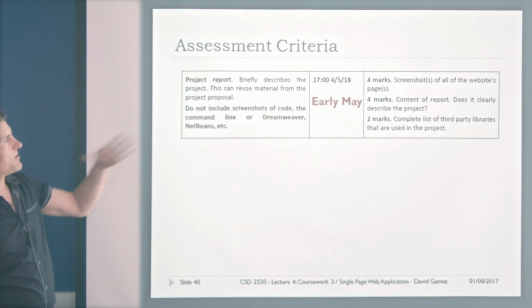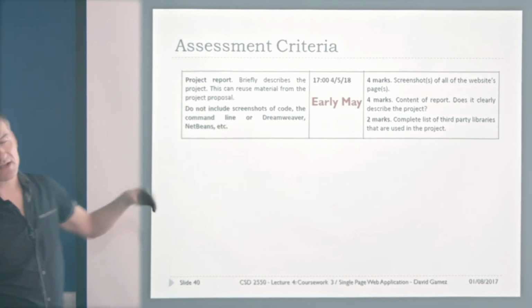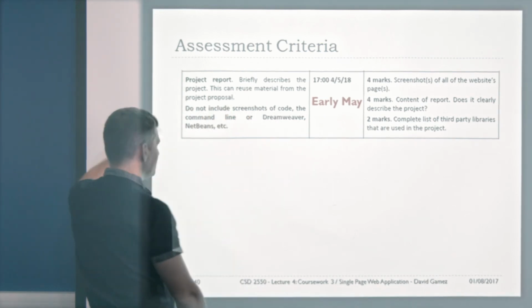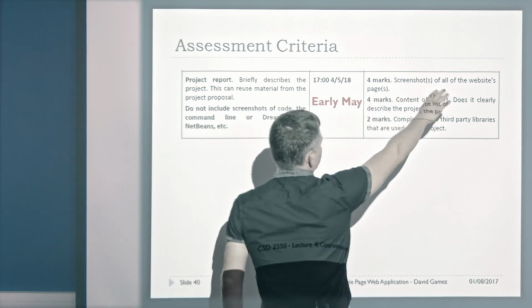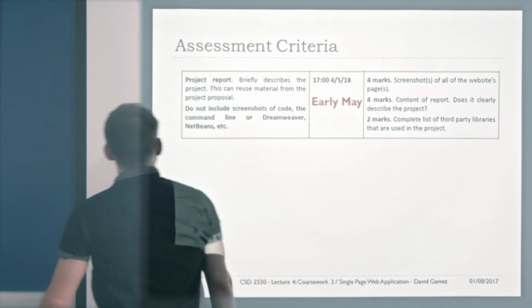Then finally, we've got the project report. It briefly describes the project, and you can reuse material from the project proposal. Don't include screenshots of code, the command line, Node.js, complicated output, whatever it is. I don't care. I just want screenshots of the website's pages and content, a clear description of the project, and a list of the third-party libraries used in the project.